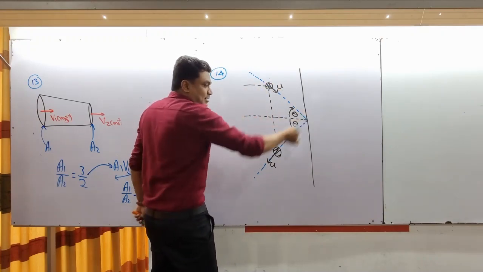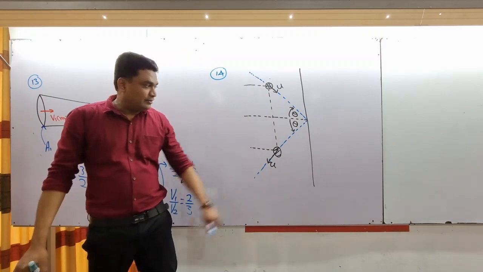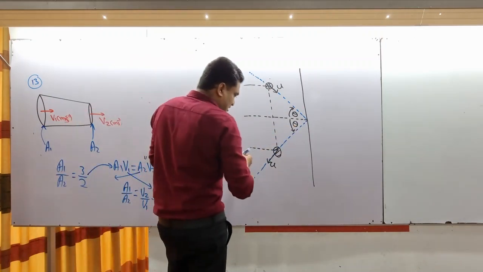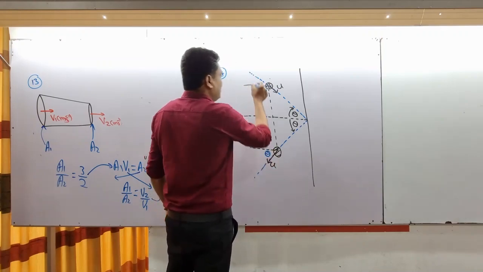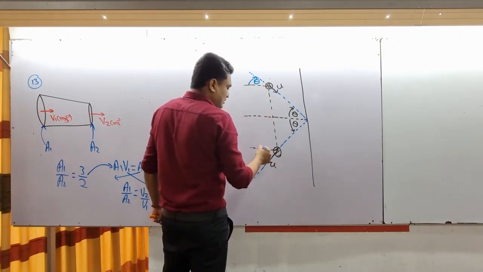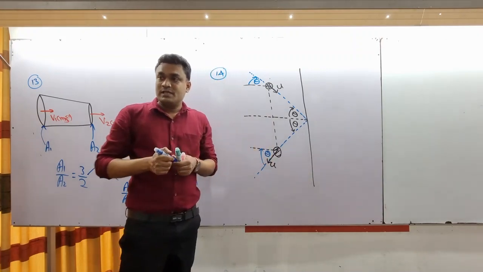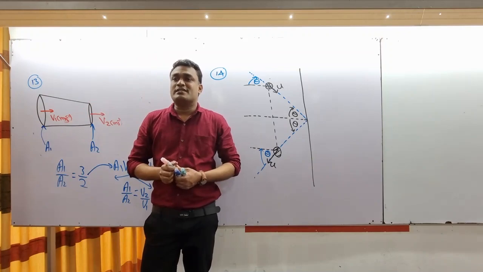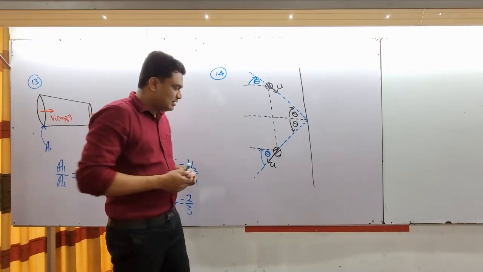Parallel lines cut by a straight line. If this is theta, this should also be theta. This angle should be theta. This should also be theta. Now I can resolve the velocities along two directions, vertical and horizontal.